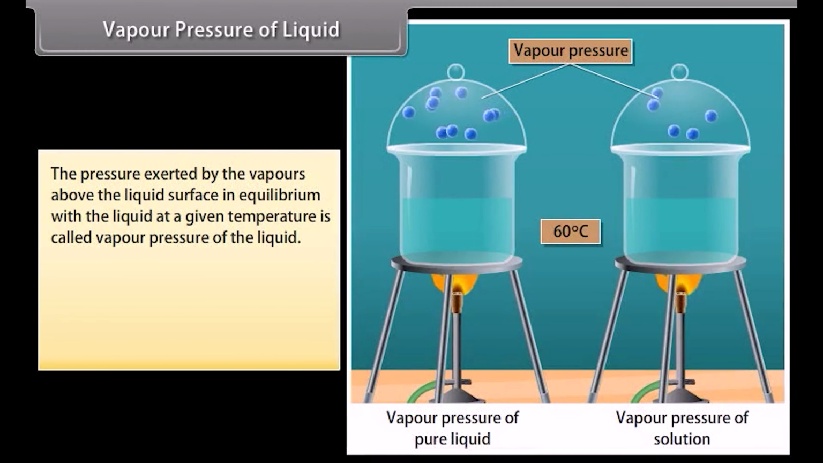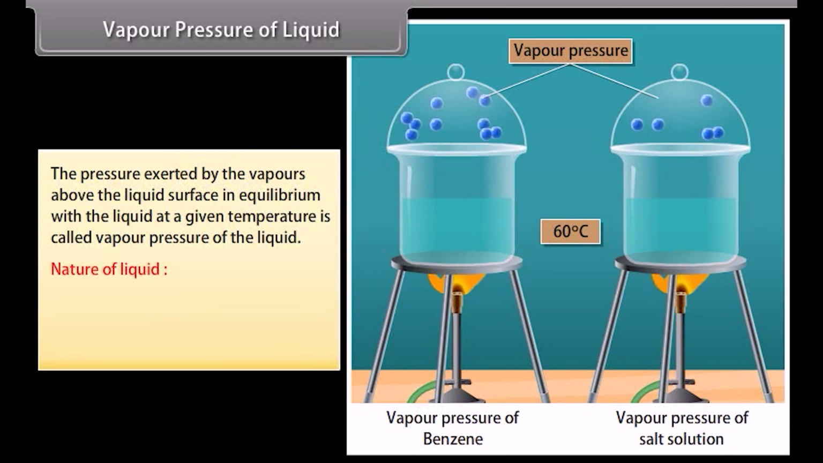Vapor pressure of liquid. The pressure exerted by the vapors above the liquid surface in equilibrium with the liquid at a given temperature is called vapor pressure of the liquid. The vapor pressure of a liquid depends on nature of liquid and temperature.